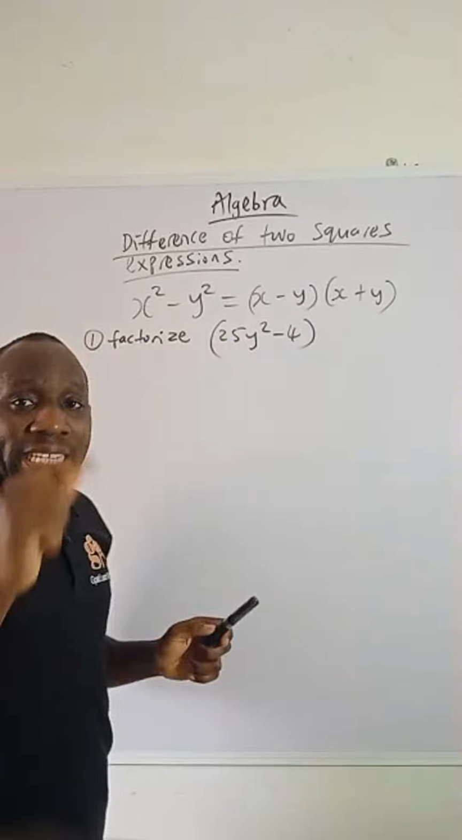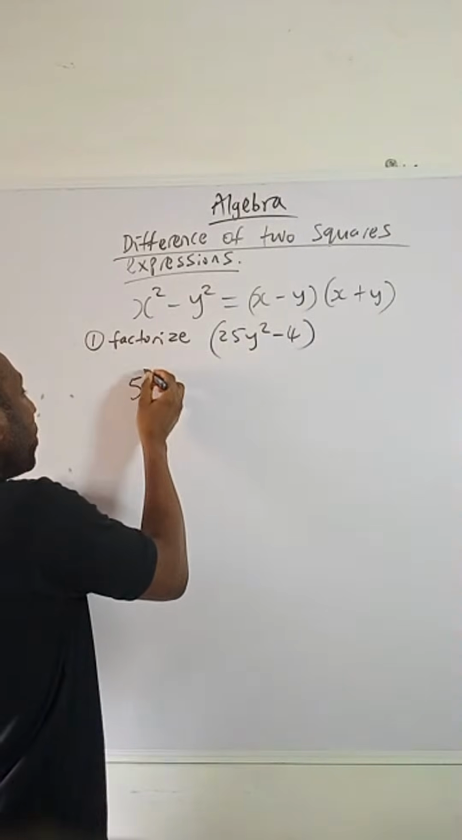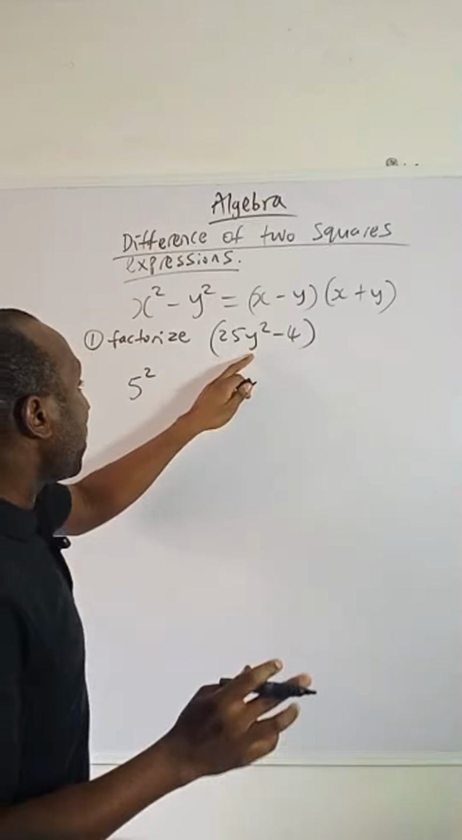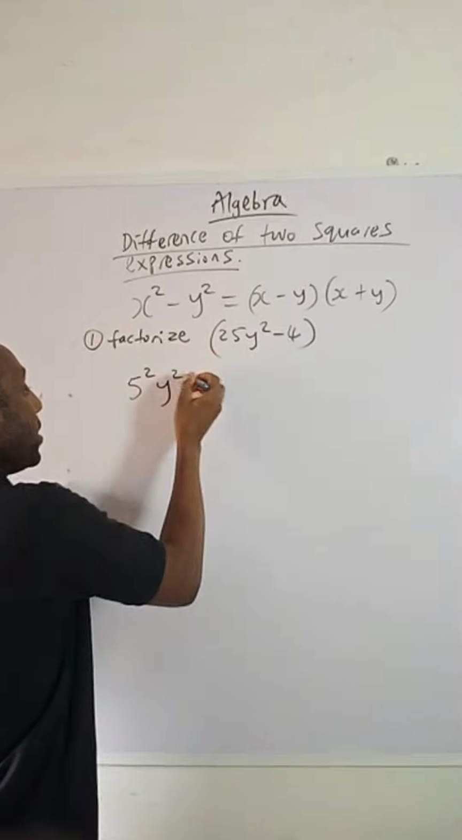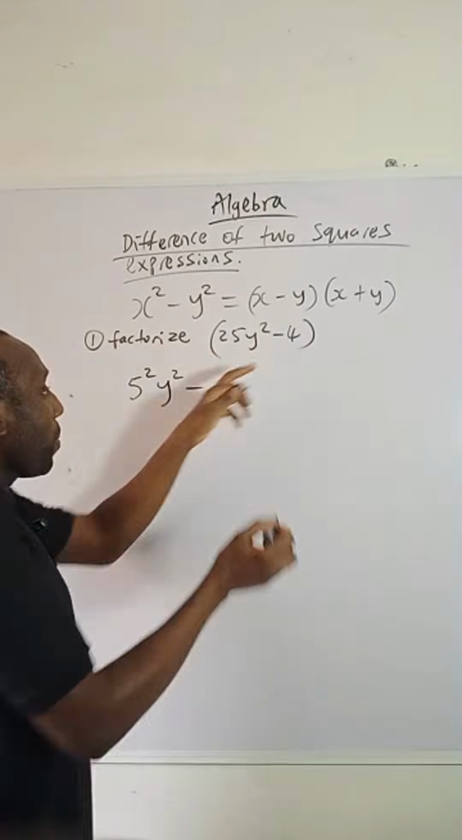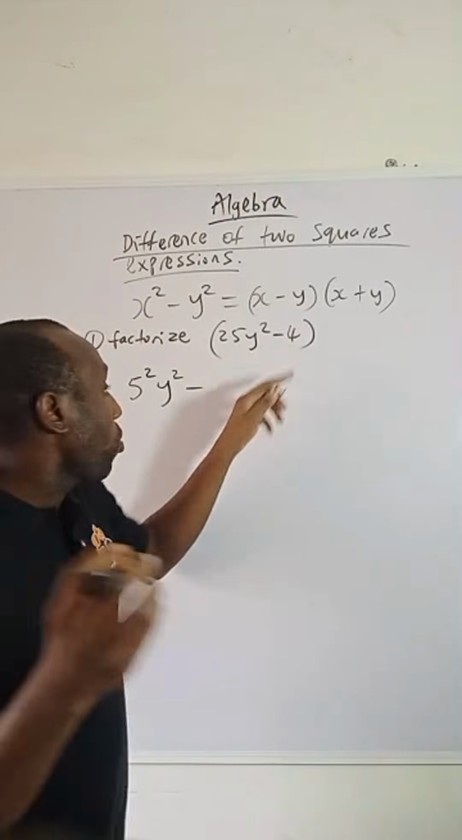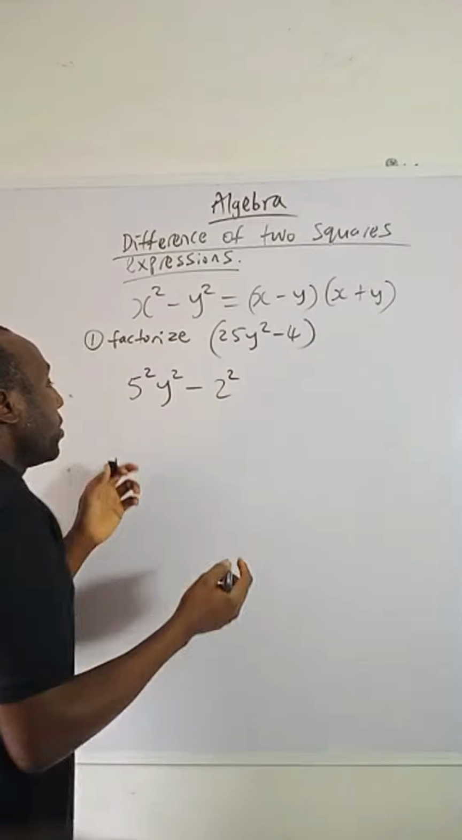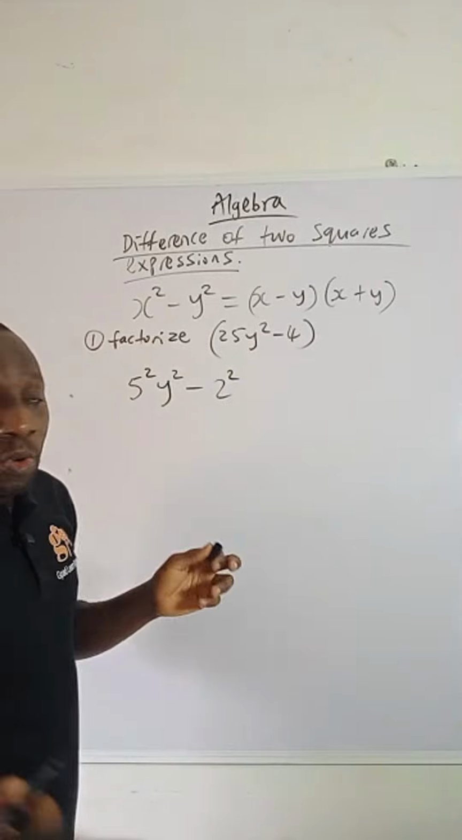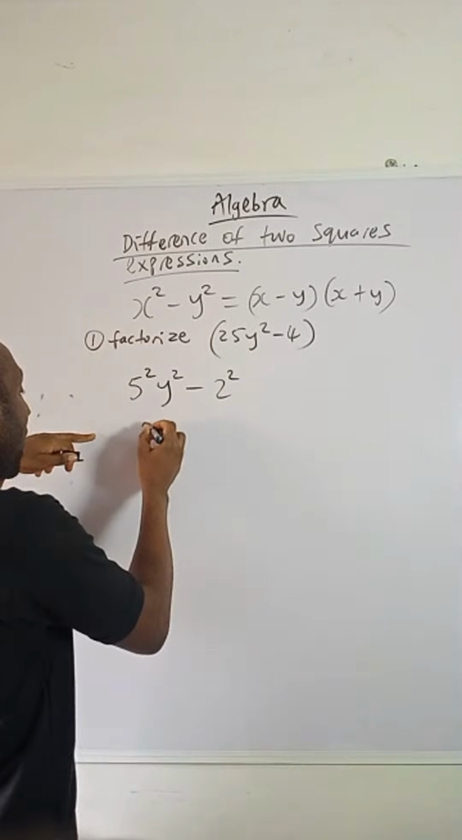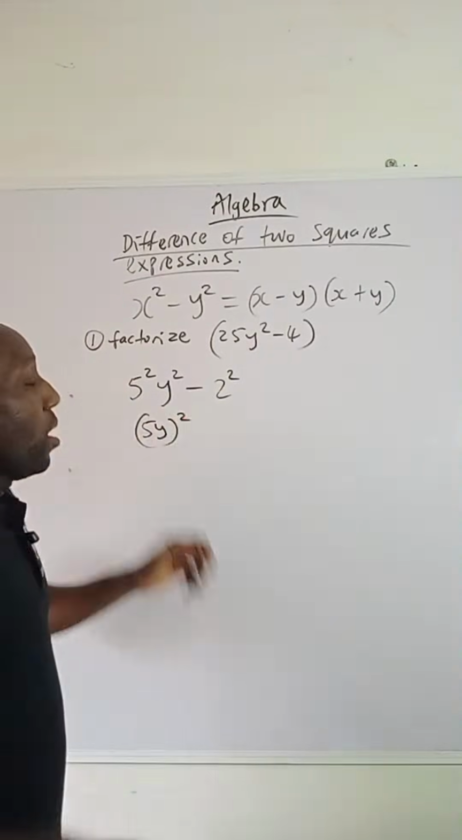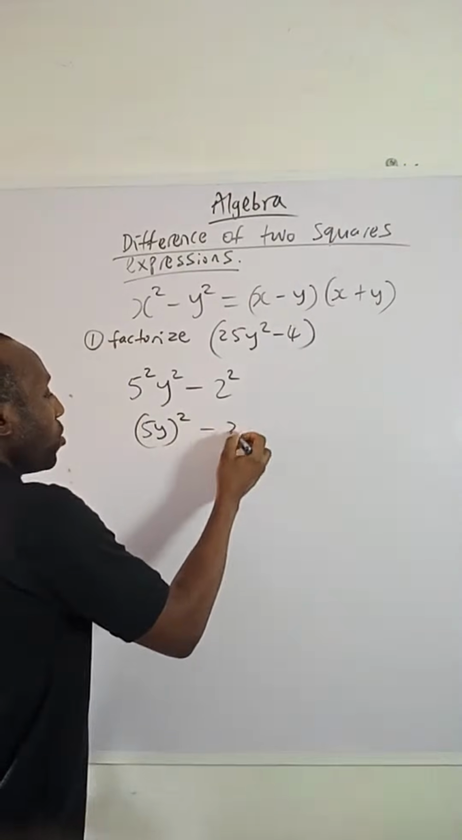25 can be written as 5 raised to the power of 2, right? And then y squared is still there. Then minus, what about 4? 4 can be written as 2 raised to the power of 2. So now we have difference of two squares. But let's rewrite it like this, grouping 5y and putting a square on top, and then we have minus 2 squared.